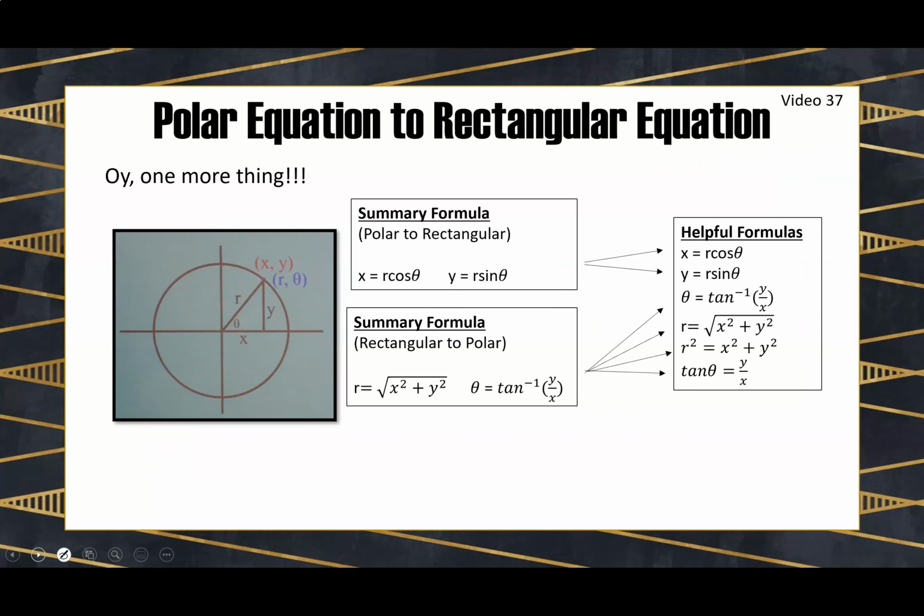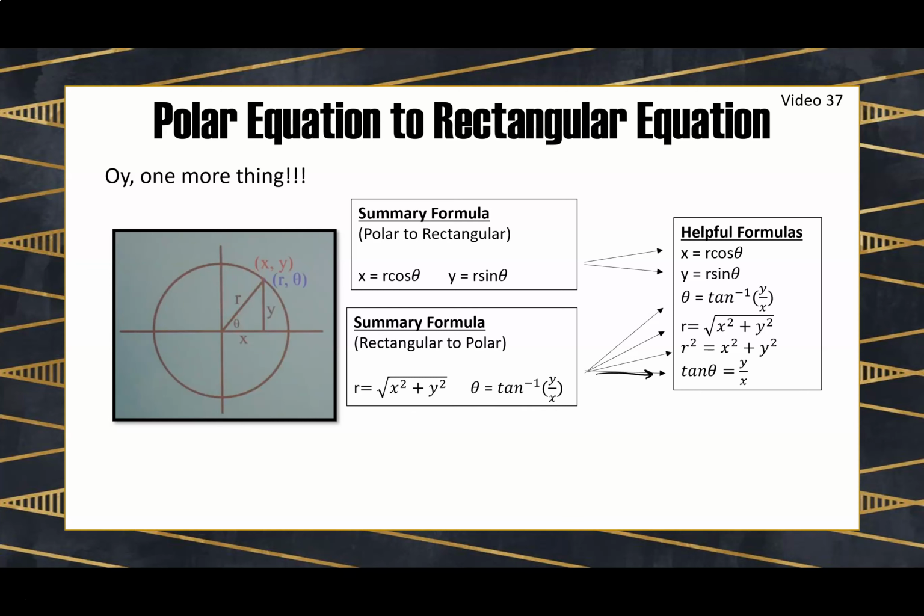All right, so we're going to use these helpful formulas, and we've already gotten them before. Remember, we used these formulas to convert from polar to rectangular, so I wrote them right here. And then we use these formulas to go from rectangular to polar, and those are located here and here.